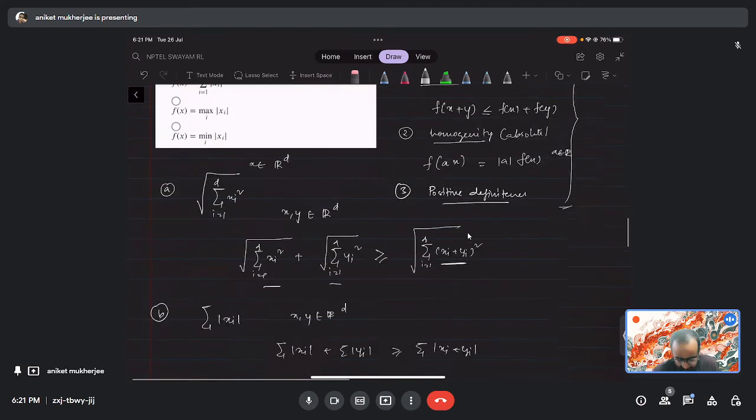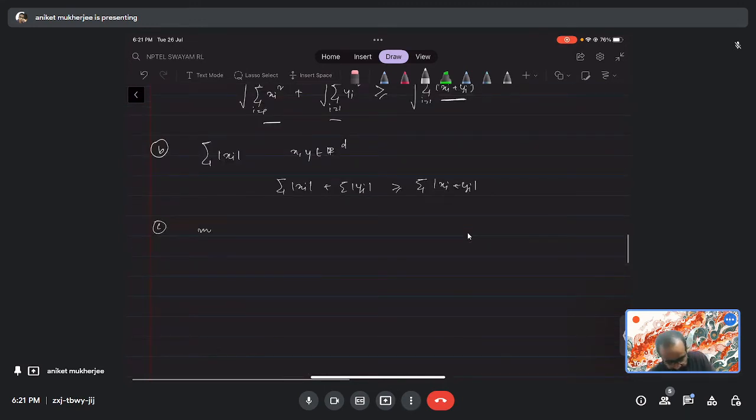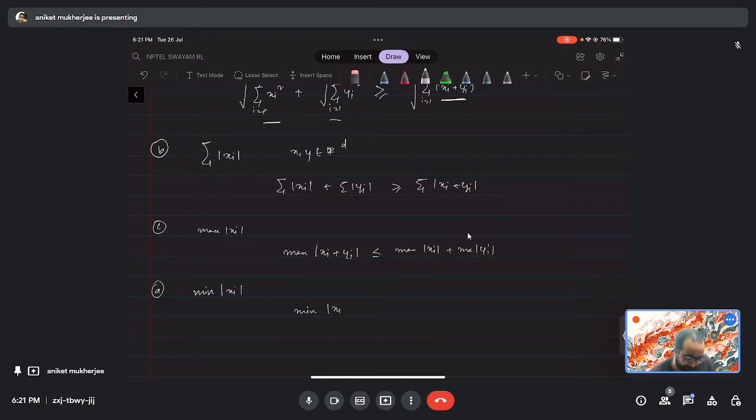Okay. Then we have max. Max of modulus of xi plus yi is less than or equal to max of mod xi plus max of mod yi. So this also follows. But when it comes to minimum, what happens is min of mod xi plus yi is greater than or equal to min of mod xi plus min of mod yi.